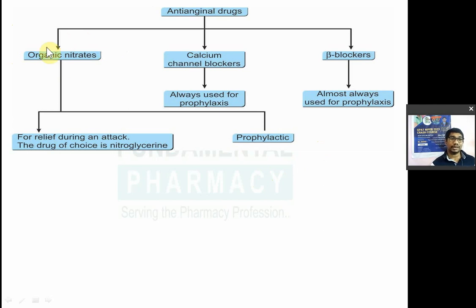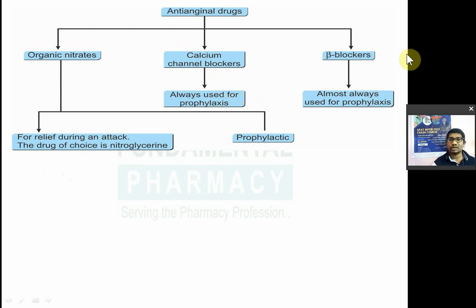So organic nitrates, they are used for the relief during the attack. So if you are suffering from anginal pain, organic nitrates will decrease your pain. So they are the drug of choice. Nitroglycerin is a drug of choice in acute anginal pain. You have to remember, nitroglycerin is a drug of choice in case of acute anginal pain. Second type is calcium channel blockers. They are also vasodilators and they are always used for the prophylaxis, means prevention.